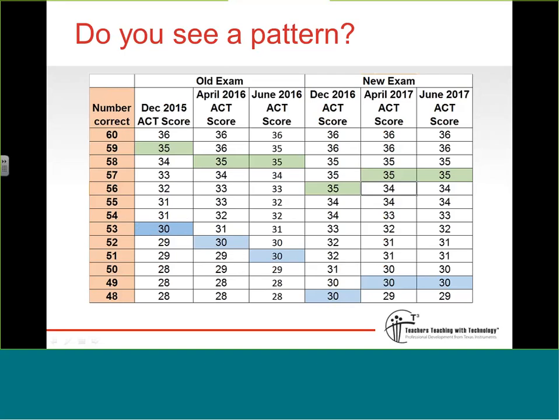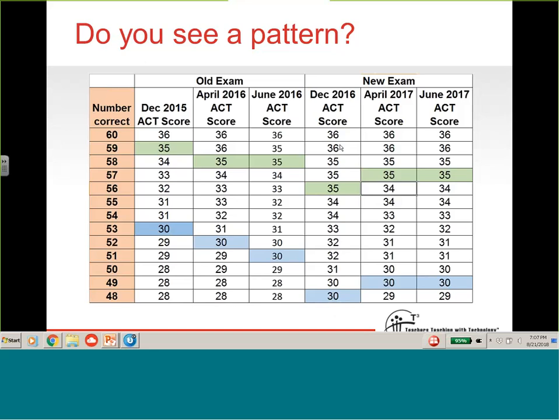In December of 2015, if you missed 7 problems, you got a 30. But in December of 2016, if you missed 12 problems, you got a 30. That's a pretty big swing here. We think that the new exam started December 2016. Tom, don't you think this is the toughest exam we've seen of all the ones we looked at? Yeah, the December 2016 for sure.